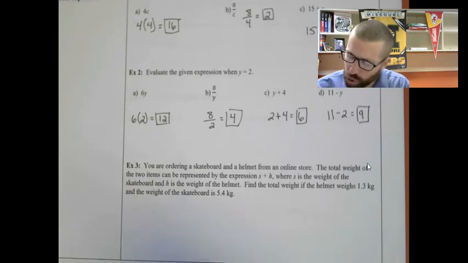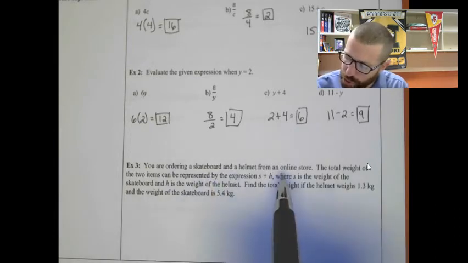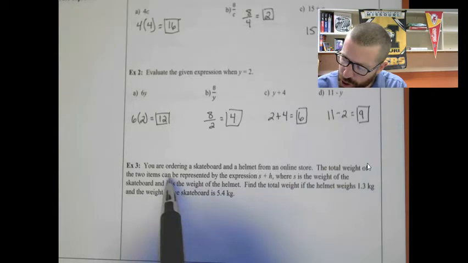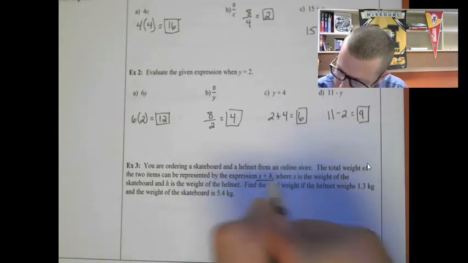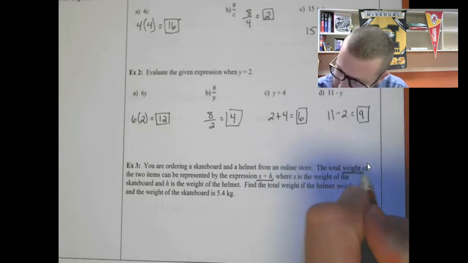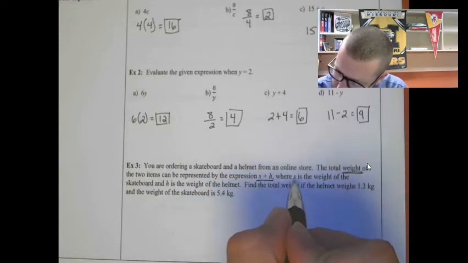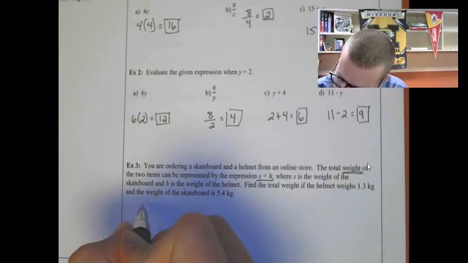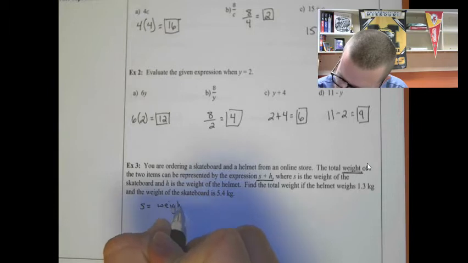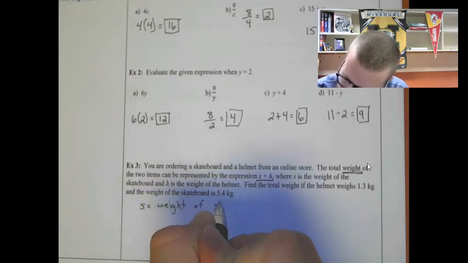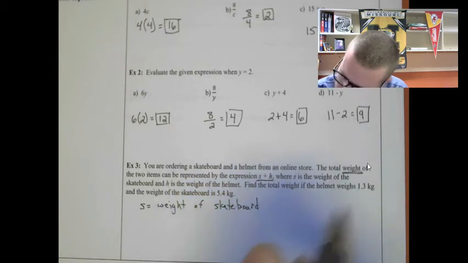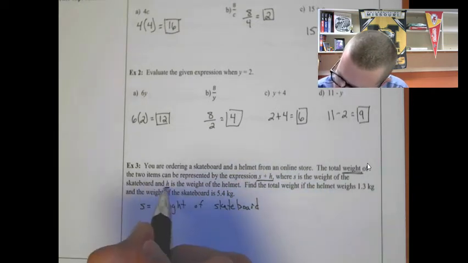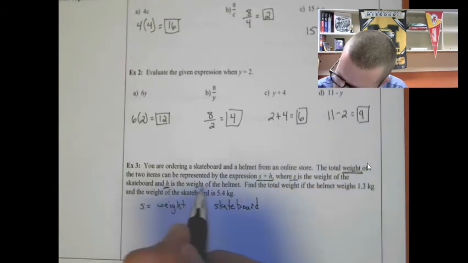So it says you are ordering a skateboard and a helmet from an online store. The total weight of the two items can be represented by the expression S plus H. Just kind of mark this stuff up. So this is the weight, S plus H, where S is the weight of the skateboard. And anytime you have a variable and you know what it means, it's a good idea to write it down. Weight of skateboard is S, and H is the weight of the helmet.